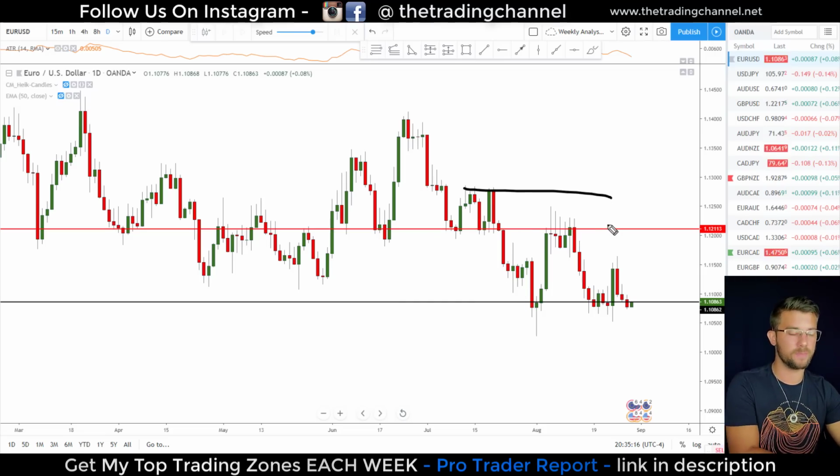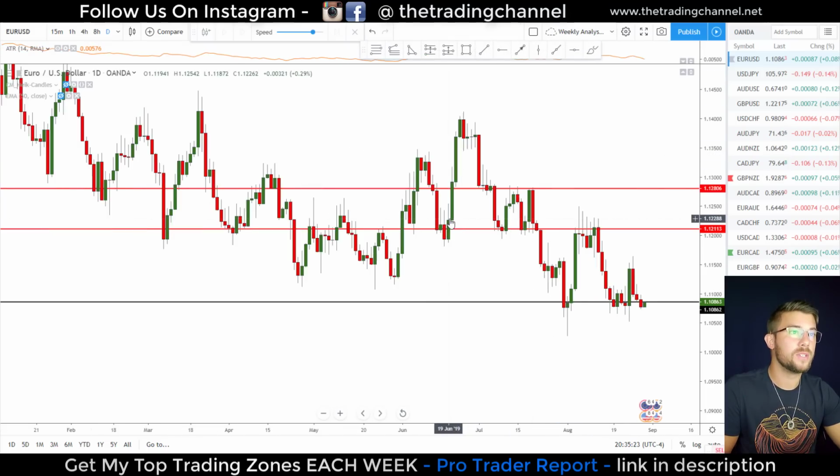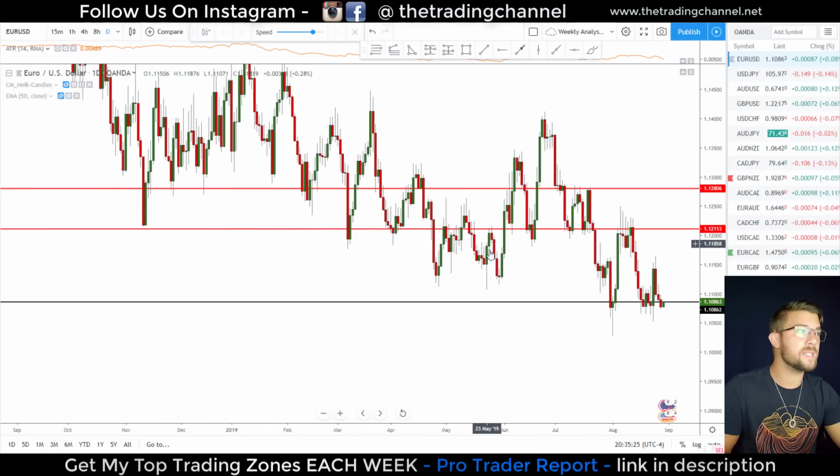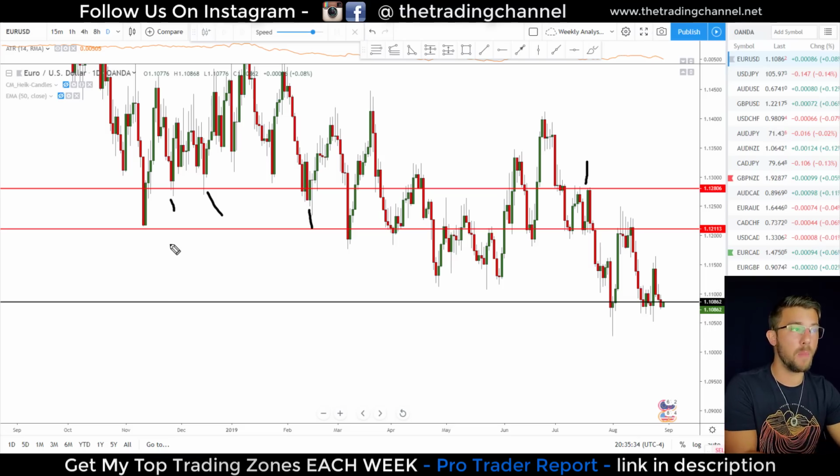Right here's the next level of structure. Let's take a horizontal line, place it on that level, scroll back a bit. Was this level tested multiple times? We have 1, 2. We have 3, 4, 5. Yes, this level was tested multiple times.